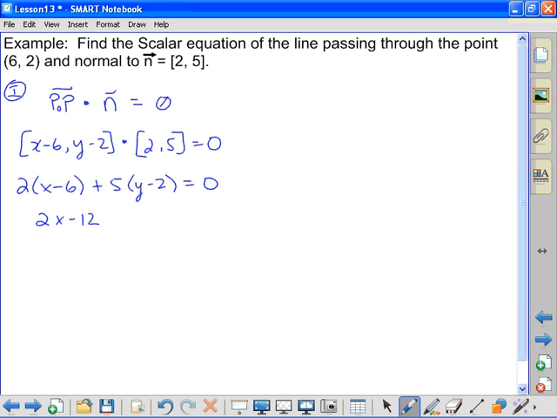So I'll just quickly run through this. 2x minus 12 plus 5y minus 10 equals 0. 2x plus 5y minus 22 equals 0. So there is your final answer. Okay.